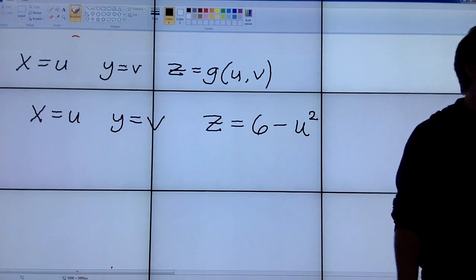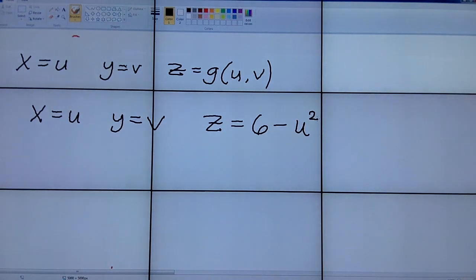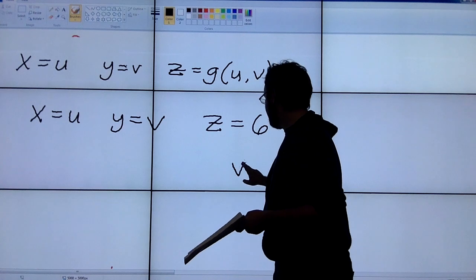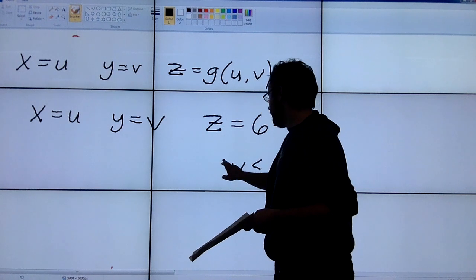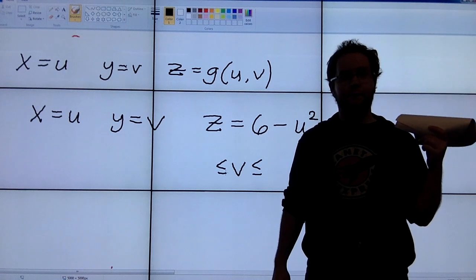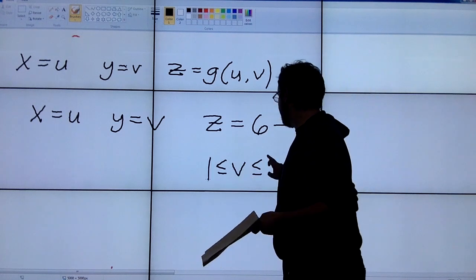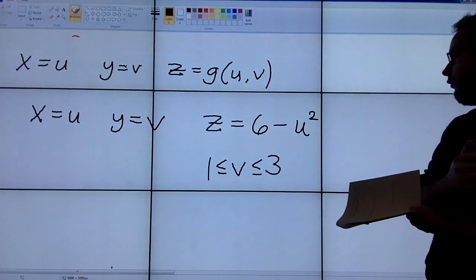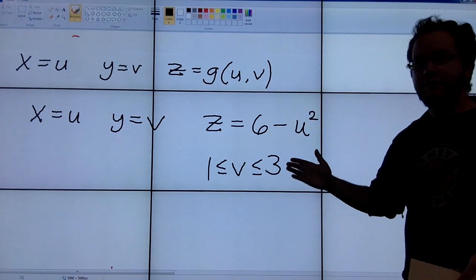However, as I've said before, no parameterization is complete without a description of its bounds. The easy bounds are for y, or v. Bounds for v go from 1 to 3, because we're told y goes between the planes y equals 1 and y equals 3. Since y is equal to v, v goes from 1 to 3.